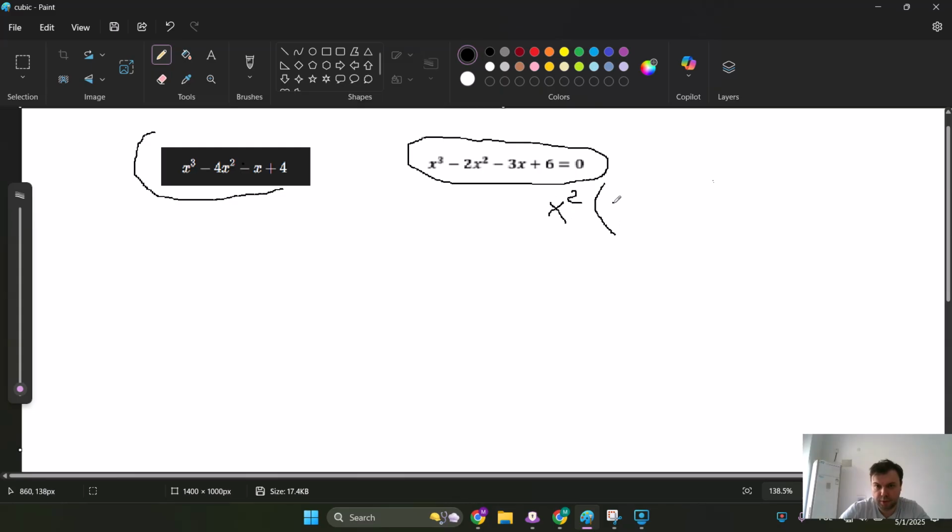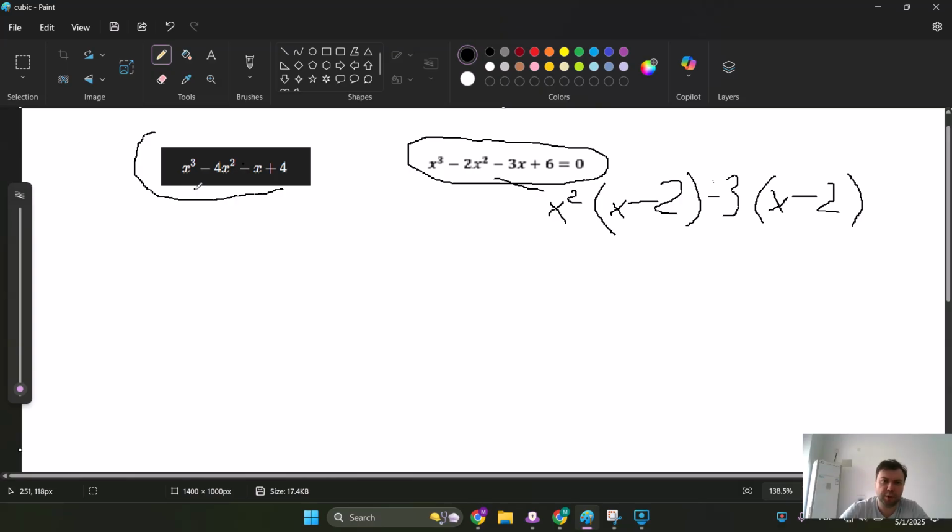We have two terms. You can see it, x squared times (x minus 2) minus 3 times (x minus 2). So that was enough to say that the root is either 2 or square root 3 or minus square root 3. So that was enough to solve it just by this simple factoring.